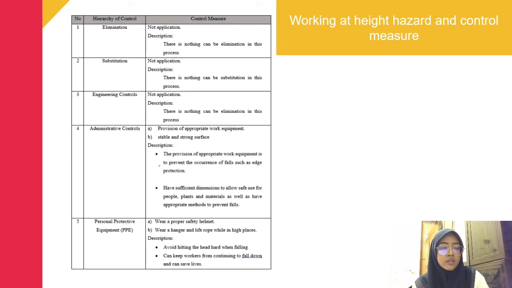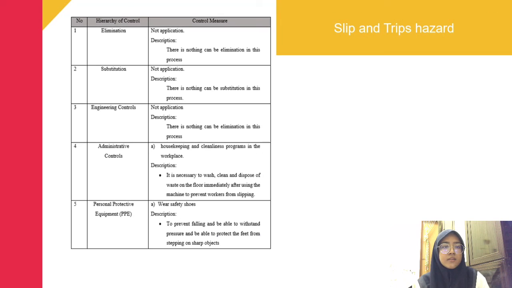For the hierarchy of control by personal protective equipment, we must wear a proper safety helmet and wear a harness and life rope when in a high place. The description is to avoid hitting the head hard when falling, and it can keep workers from continuing to fall down and can save lives. The last hazard to control is slip and trip hazard.